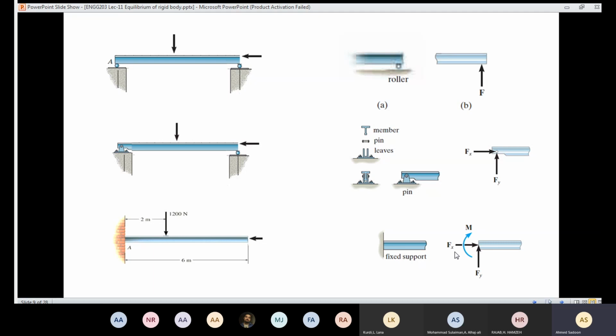Here are the basic support reaction types. If you understand this, you will be able to understand the next types. We have like 10 types. They depend on the same idea here. So if you understand this, you will be able to understand all the different types of support reaction.